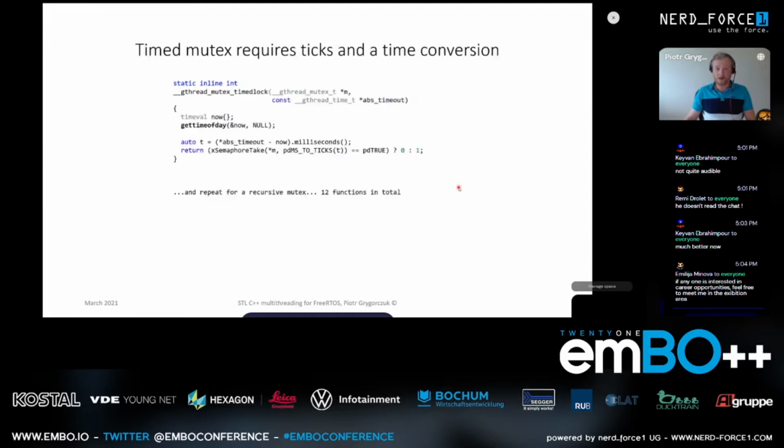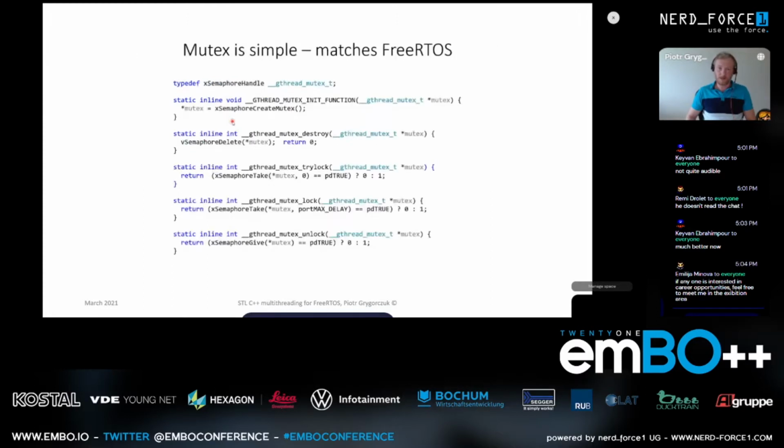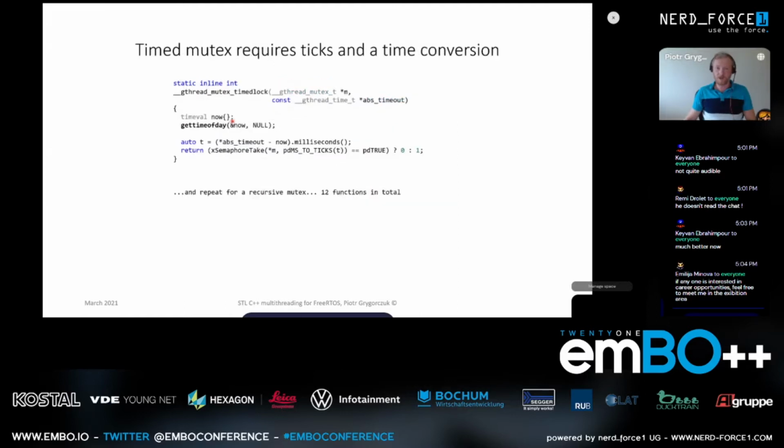Then there is also another function, which is timed lock, and requires this get time of day function, and then the conversion to time and passing the timeout as ticks. This function is used in a few places, so I will tell about it a little bit later, but basically it just returns the system time. If you look at that, I go back one slide: these are 5 functions, and this is the 6th one. This is for the standard mutex, and another 6 are for the recursive mutex, making it 12 in total. And once you have it, that's it. You can already use the mutex in your application.